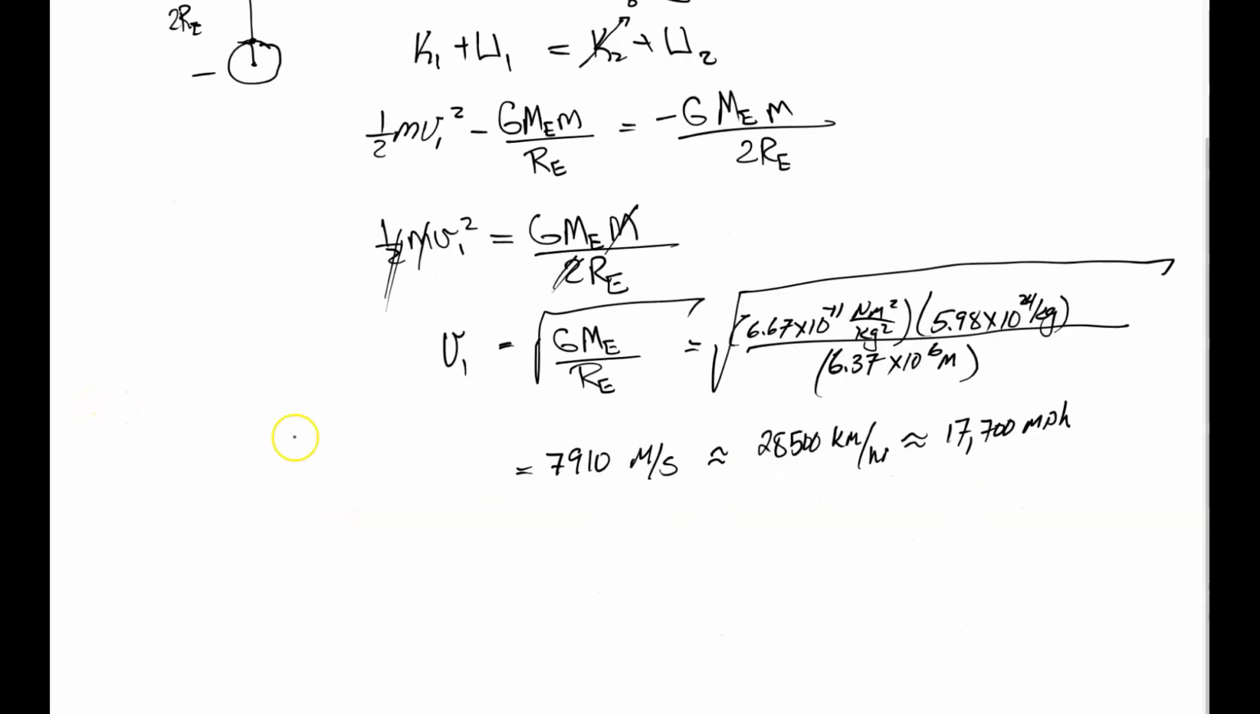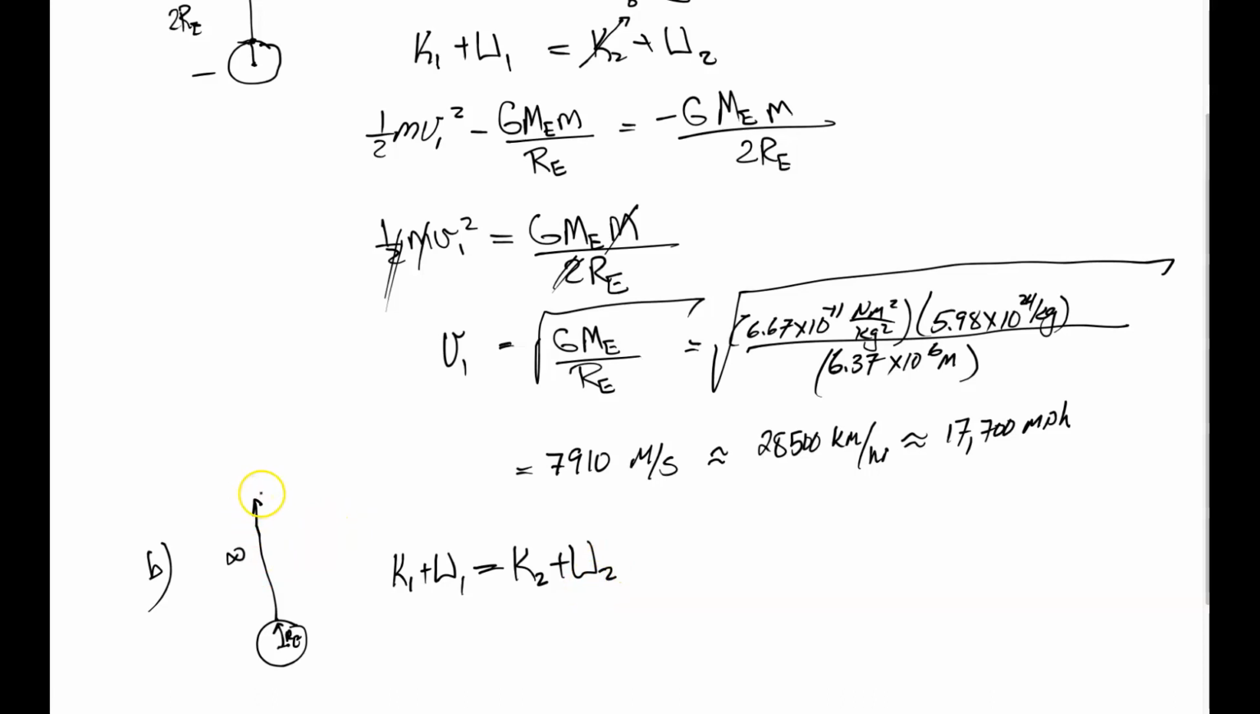For part B now, we still have the radius of the Earth, but now the thing is going to infinity, so the final distance is unknown. Again, if we use the kinetic energy initially plus potential energy initially has to equal kinetic energy final plus potential energy final.